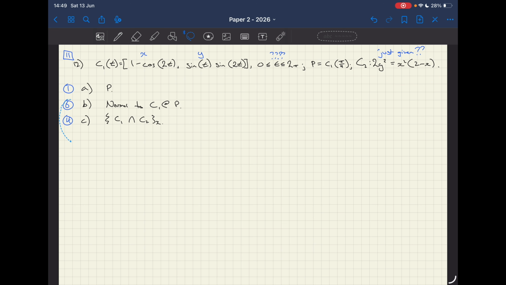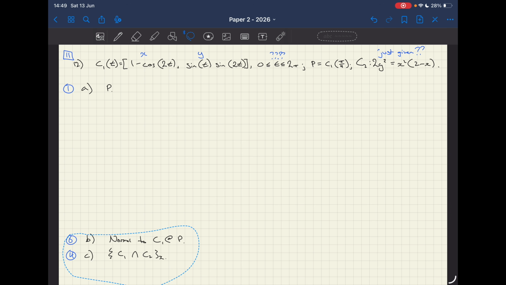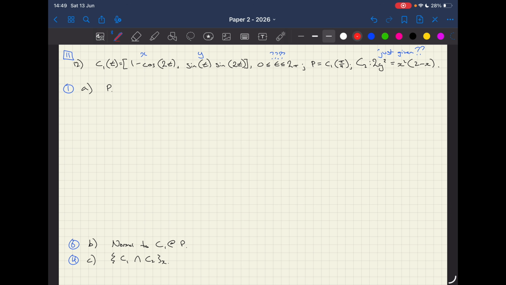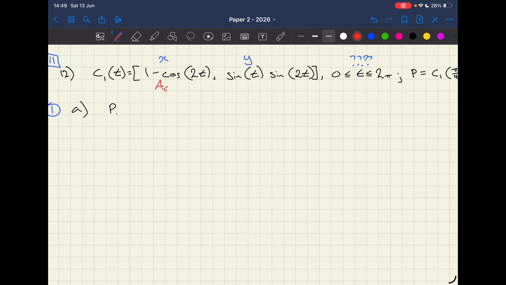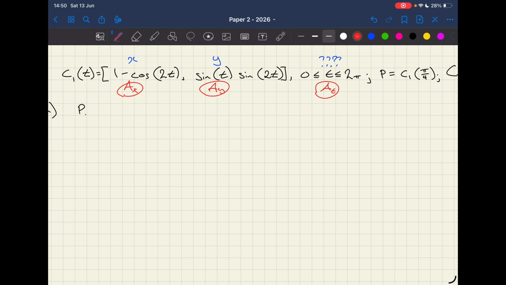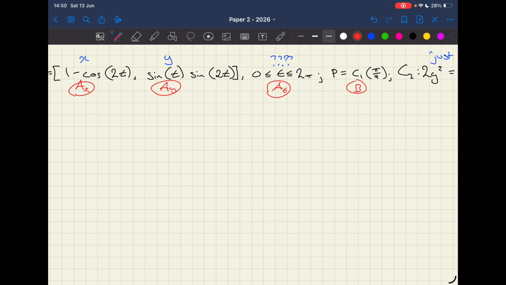Let's look at doing part A by putting these down here. So what needs to happen? Well, we want to find point P. So we need our expression of C. This is fact A, but point C of it. So A sub C, A sub X, sorry. This can be A sub Y, and this can be A sub T. This then can be B.